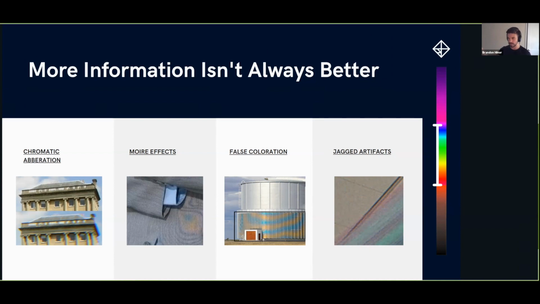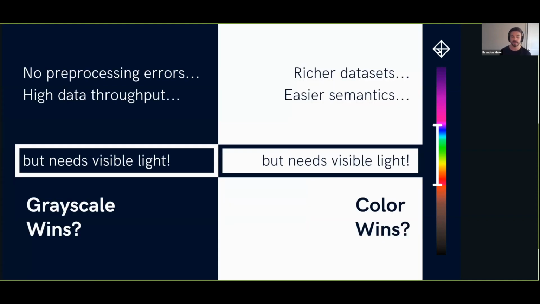So we found out more information isn't always better, because in reality, we didn't get more information. What we did was an interpolation of the information we did have. But this doesn't mean that color is useless, right? Grayscale, for sure, gives you faster data, and it gives you a higher signal to noise, right? And so if you want fast processing of geometry, grayscale is perfect. If you need more semantics and a richer understanding of the environment, and you're willing to risk these artifacts or willing to go through the processing to make these artifacts go away, color is perfect.